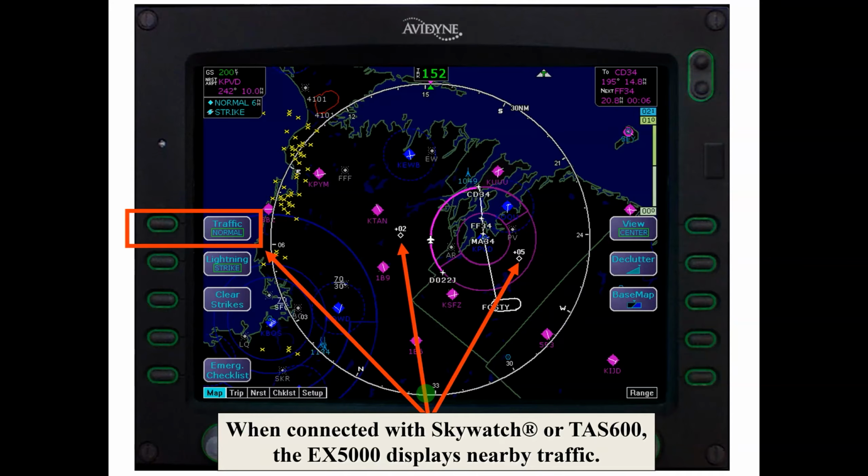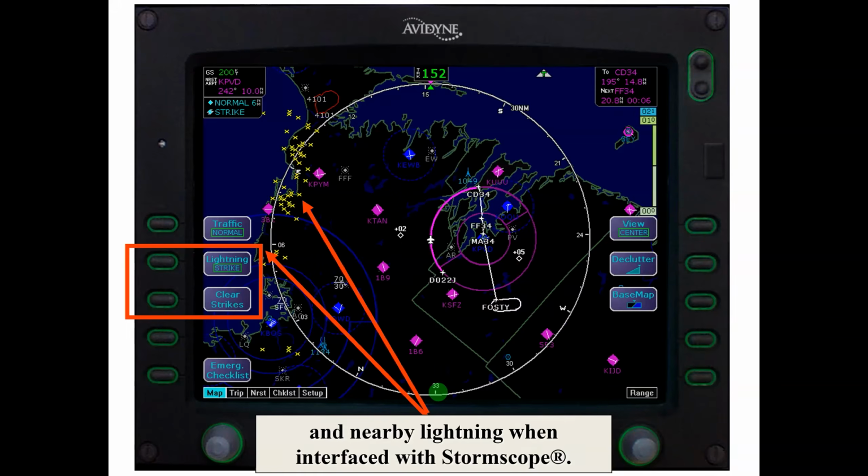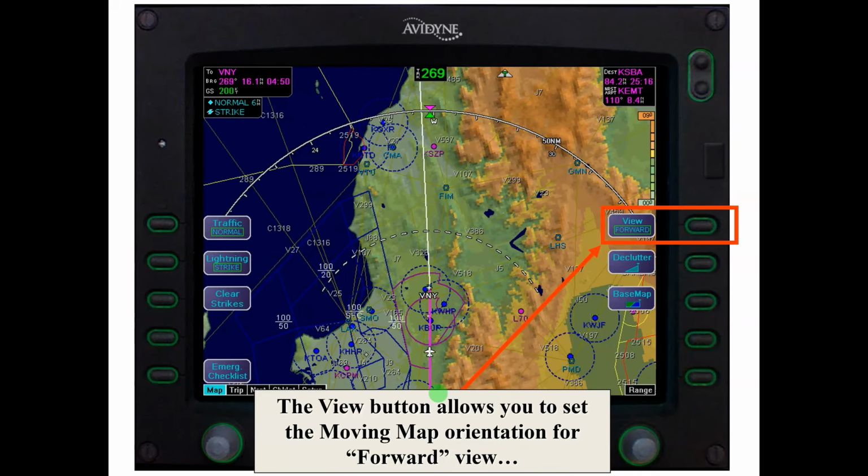And again, if you're using a Skywatch or a TAS 600, some kind of traffic system, and actually in the newer software, this could be an ADS-B traffic source as well. And then your lightning detection, you can turn that layer on and off. If you have a storm scope, you may be getting lightning products via ADS-B in lieu.